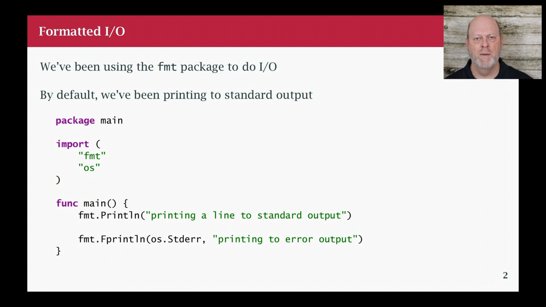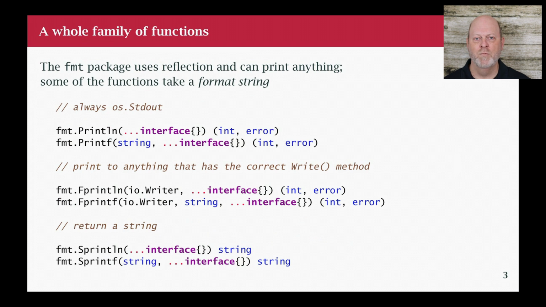I can do a fmt.Println and it goes by default to standard output, but if I use Fprintln, then I can direct it to os.Stderr, which is the standard error output. And in reality, what we have are a family of functions, and they have a couple dimensions. So first of all, we have Println, and Println just takes whatever you give it, some variable number of arguments, and puts them onto one line together, usually with spaces in between them.